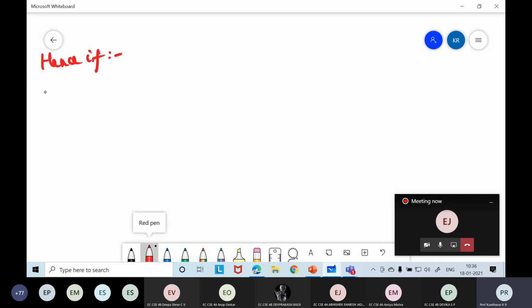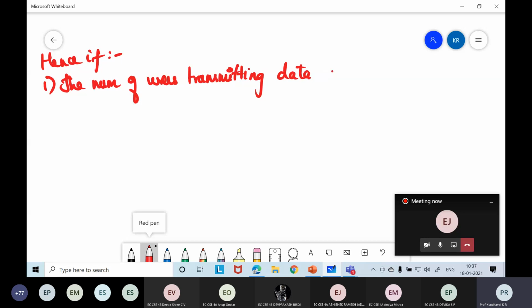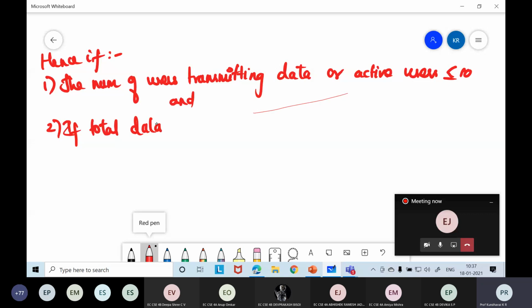So hence, if the number of users transmitting data, or I would call them active users, is less than or equal to 10, and if the total arrival data rate is less than 1 Mbps, which is the link's capacity, there will be no delay.